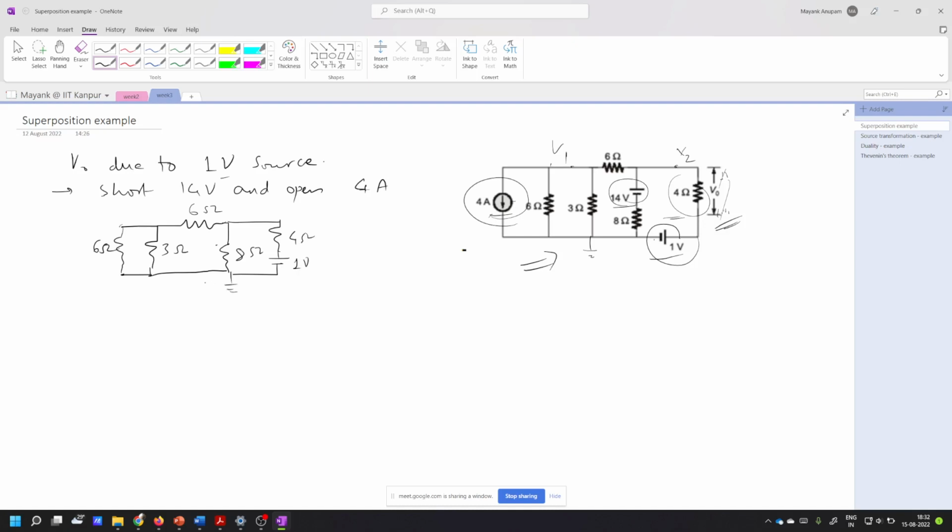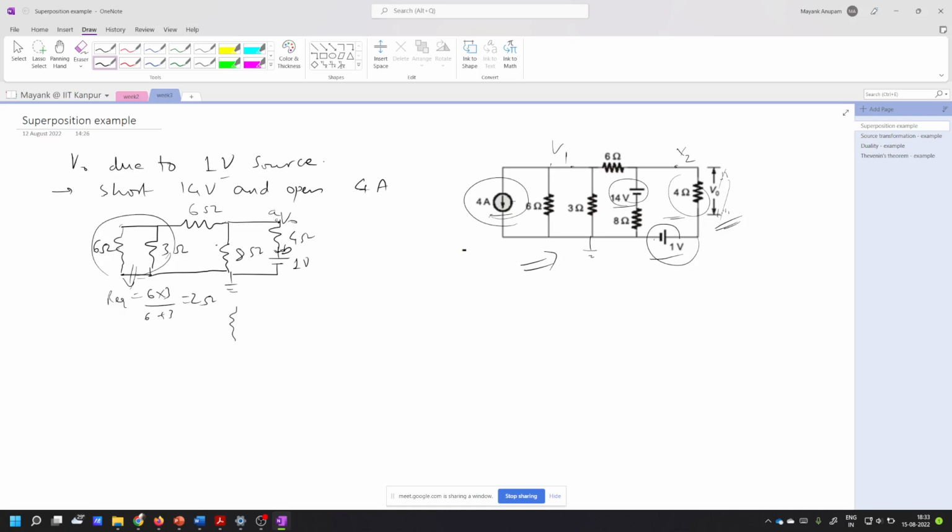Now what is the voltage across this? This is the voltage that we are interested in, right? V naught, across terminals A and B. So what will be the voltage? For that you do this: first you find the parallel combination of these. So what will be the equivalent resistance here? This will be equal to 6 into 3 divided by 6 plus 3, which becomes 2, right? 2 ohms.